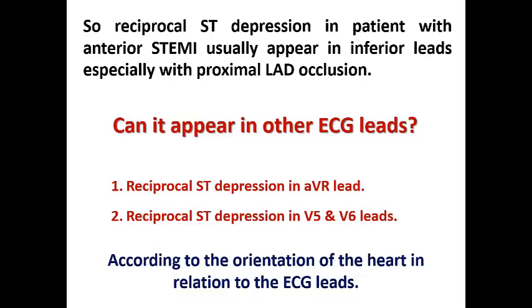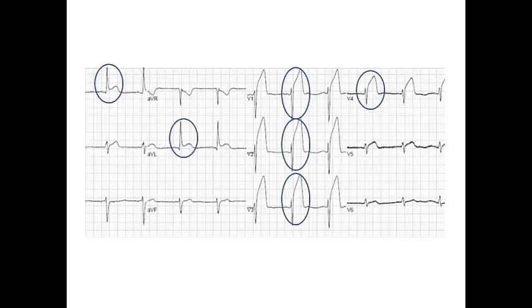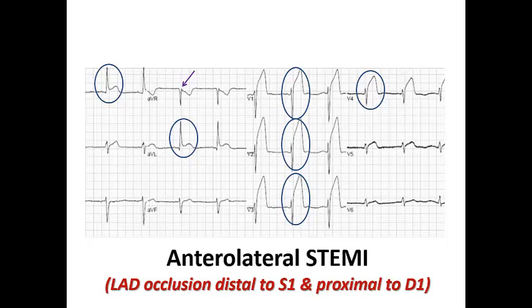V6. And this is according to the orientation of the heart in relation to the ECG leads. So for example, in the ECG examples that we have seen before, we saw ST elevation from V1 to V4, and also in lateral leads 1 and AVL with ST depression in AVR, and this also indicates an occlusion mostly proximal to the first diagonal. Here the injury vector is directed away from AVR and towards the lateral wall. This explains why there is ST depression in AVR and no ST depression in the inferior leads here. And so the occlusion is mostly distal to S1 and proximal to diagonal 1.